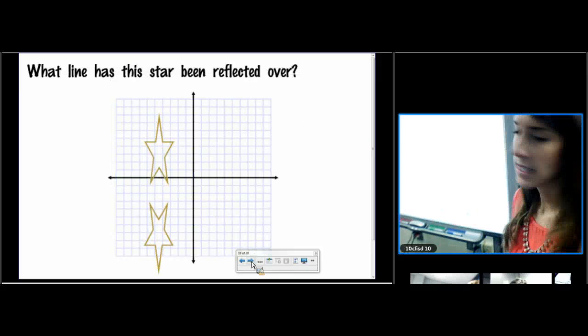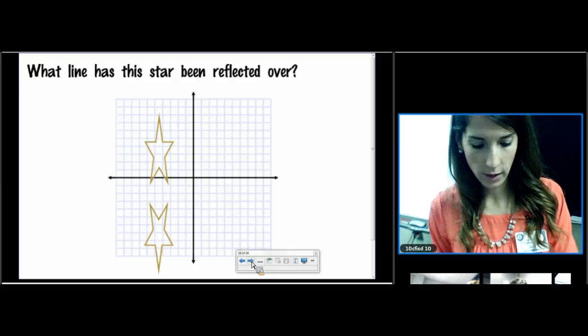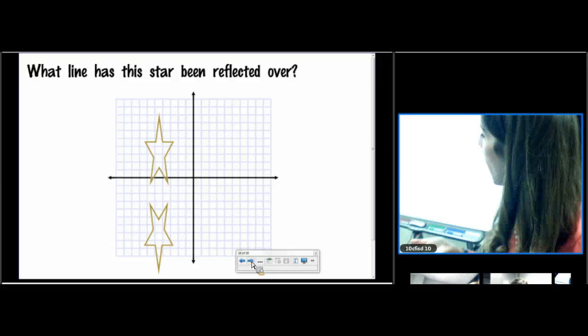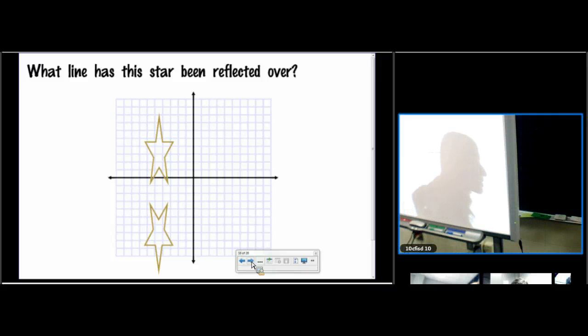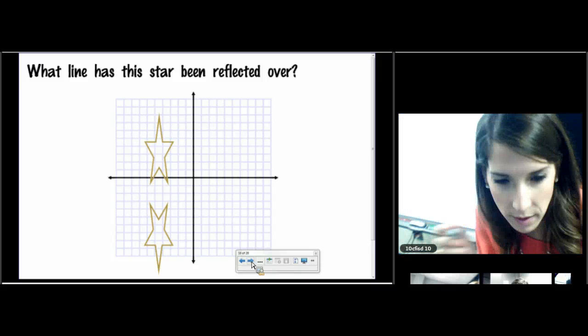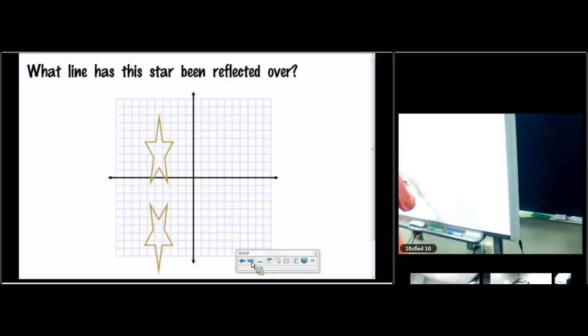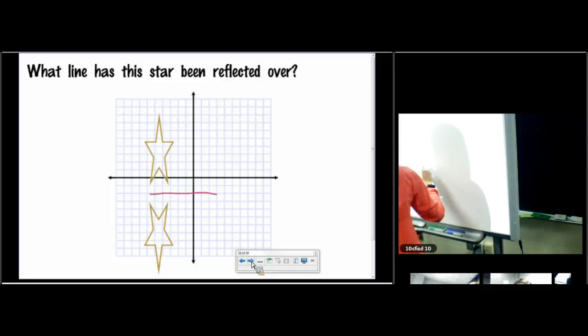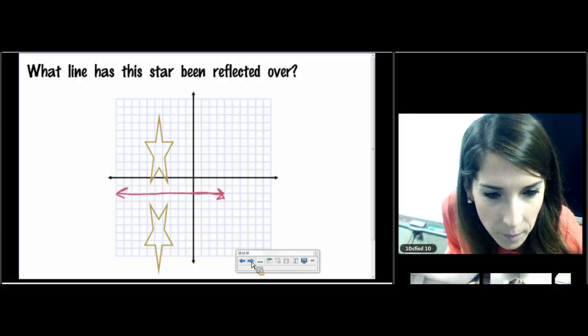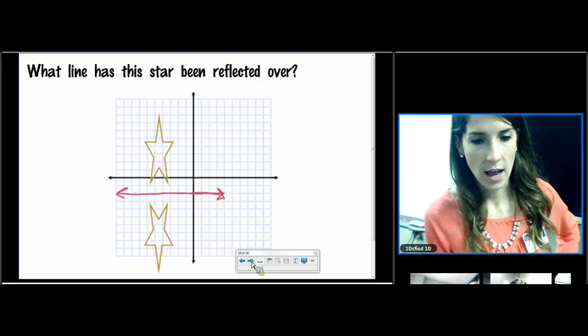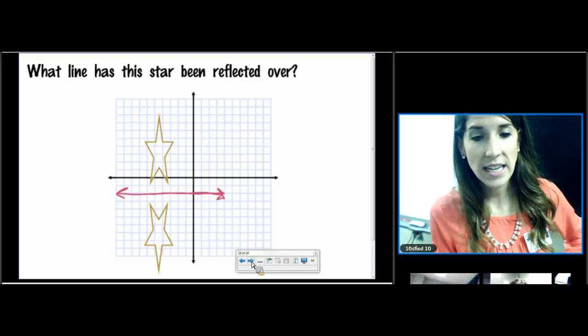What line has the star been reflected over? So to find the line that it's been reflected over, and my graph is so light on my screen, you would want to find the line that's perfectly in the middle of these two stars. I don't know if that's perfectly in the middle because my graph is so light on my screen. Once you find the line, then you have to name it.